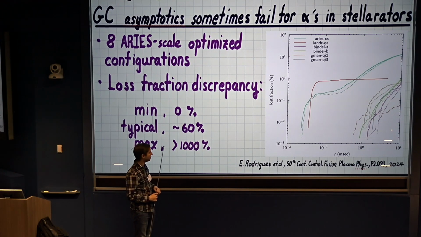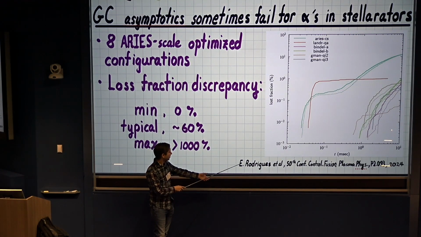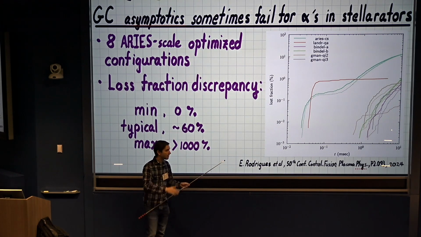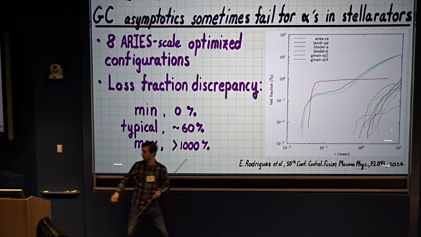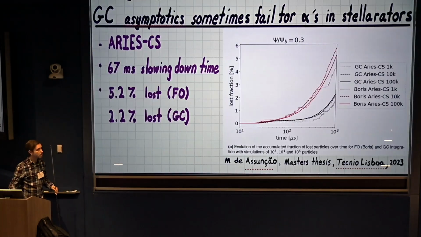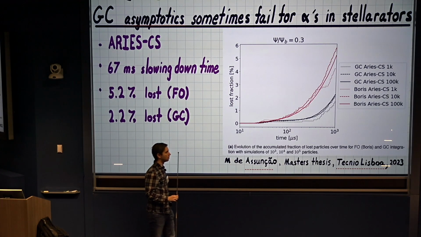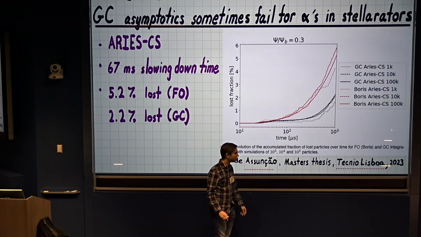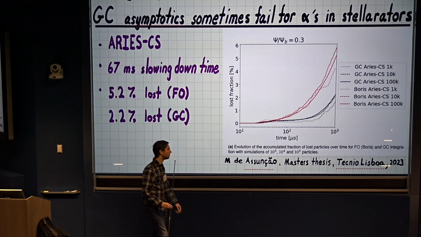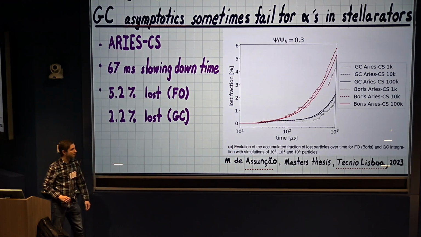Here's another one. So this is work due to Rodriguez. How many cyclotron orbits? I don't know off the top of my head. But you can see it's like a tenth of a slowing down time.